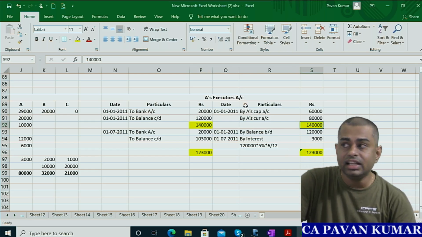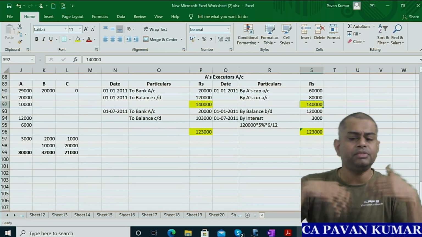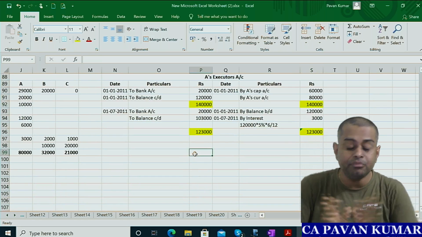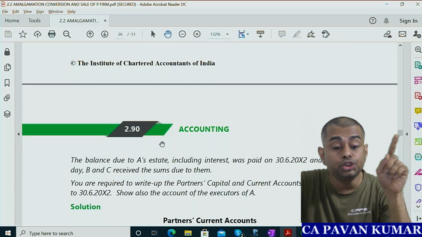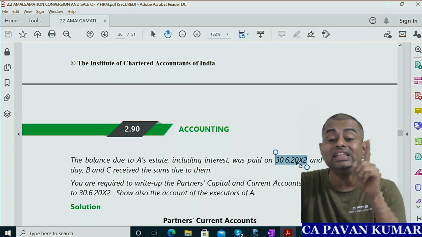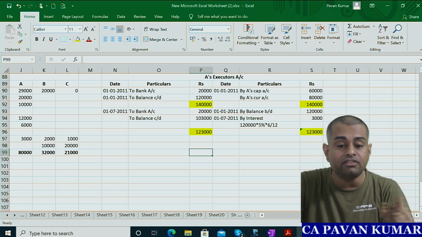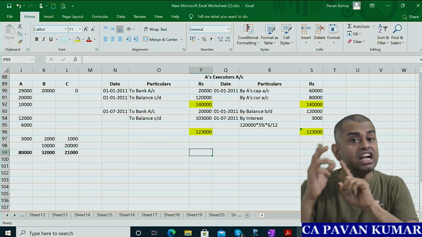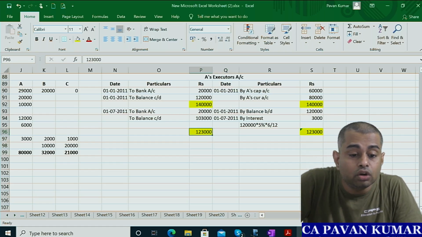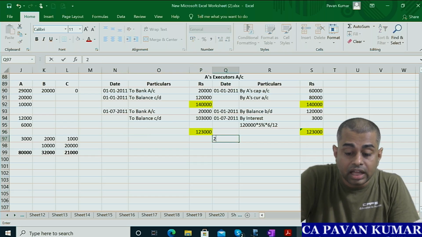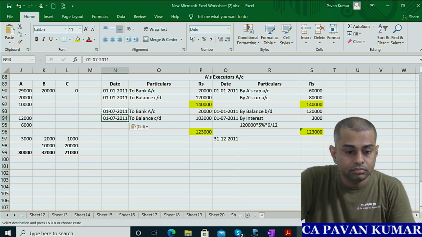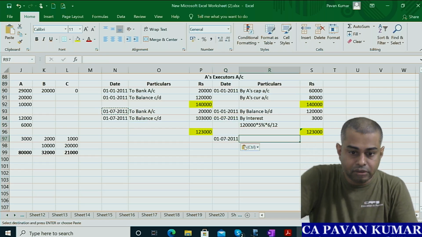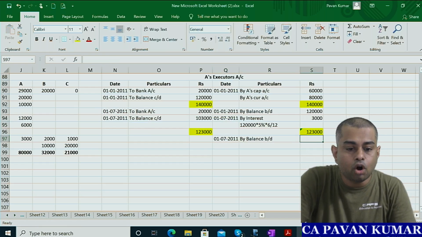You understand this? If you understand this, we keep repeating the same thing for next 6 months, till we repay it, we'll be doing the same thing. Now look at the problem. When A's executors are paid completely, the balance due to A's estate including interest was paid on 30/6/2012. That means up to 30/6/2012 this ledger account will be continued. Okay, now so this half year is over, then the episode comes to 31/12/2011. Okay, or you can write same date here, then bring same date here by balance brought down 1,03,000.